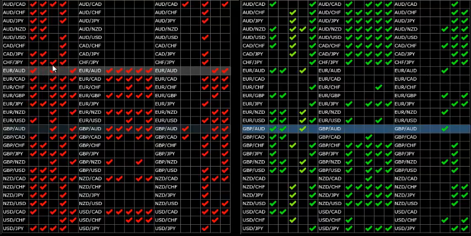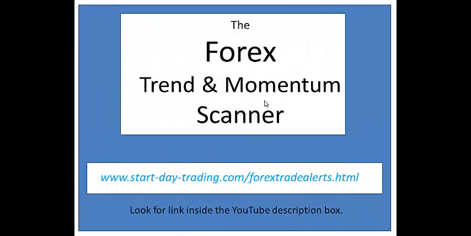if it moves back south again. Alright, so I hope you've enjoyed that analysis of the Forex Trend and Momentum Scanner. It's very powerful. I know it takes some time to get used to using it, but I think you'll find as you get used to using it, very powerful to help you stay on the right side of the market.